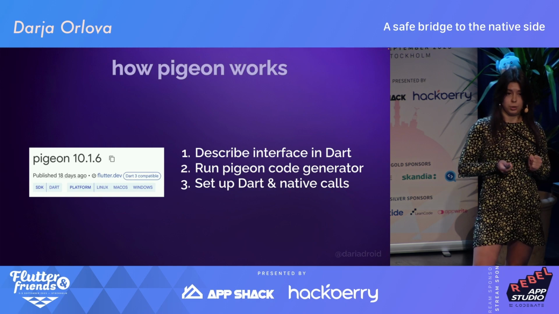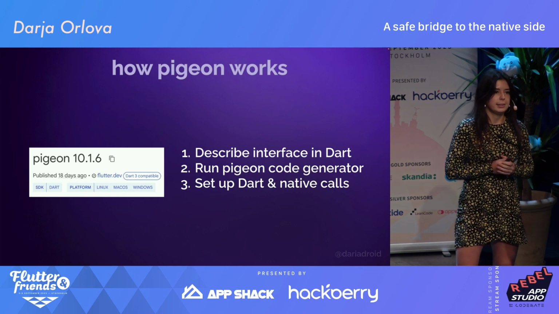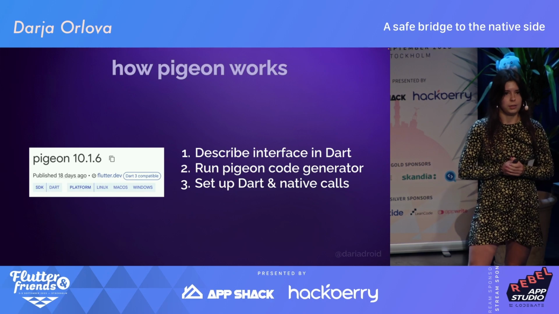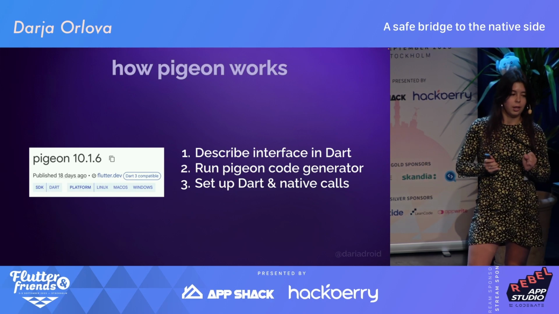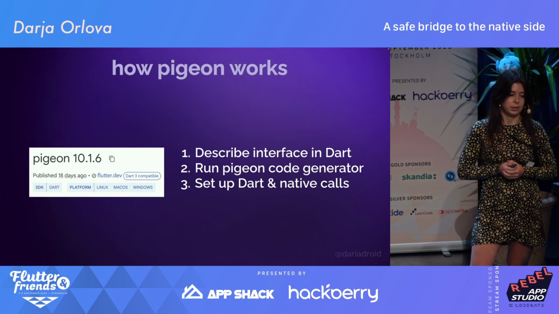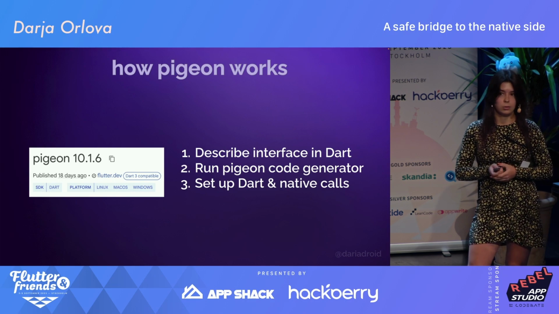So how does Pigeon work? Well, 3 easy steps. We need to describe an interface in Dart. Then we need to run the Pigeon code generator. And then we need to set up the Dart and native calls. So let's take a look at that.